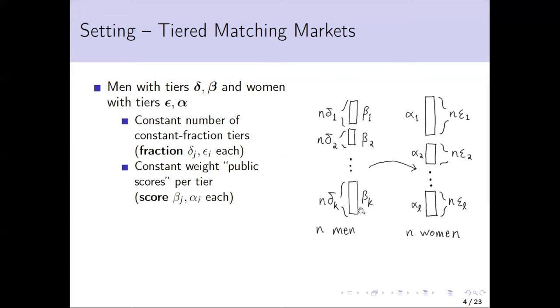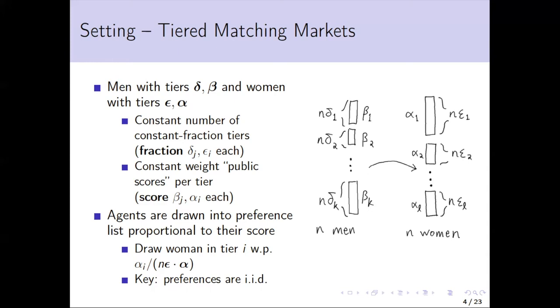The preferences for each agent will be generated independently by sampling without replacement from all agents on the other side. And the sampling probability is proportional to the individual's public scores on the other side. So for example, each man will sample women without replacement, and the probability is alpha_i, which is the score of each woman, over n epsilon dot alpha as a vector dot product, which is just the sum of all scores for women. And the key assumption here is that all preferences are independent.